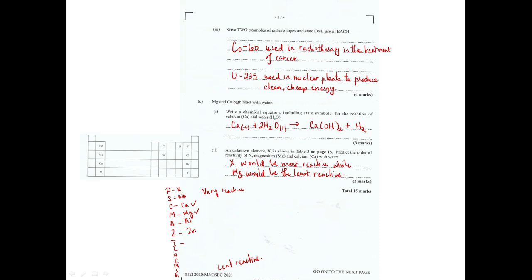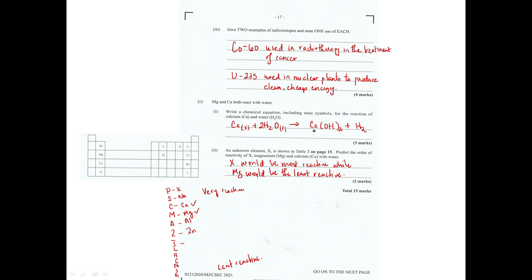Okay, so magnesium and calcium both react with water. Okay, and we could see that they're in group 2. So what I did is copied the picture from the next page so we wouldn't have to be going back and forth. And it said to write a chemical equation including the state symbols for the reaction of calcium in water. So you have a reactive metal being placed in water.